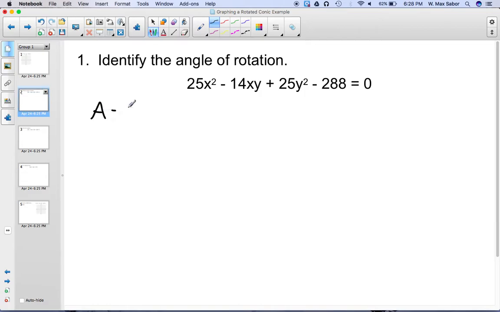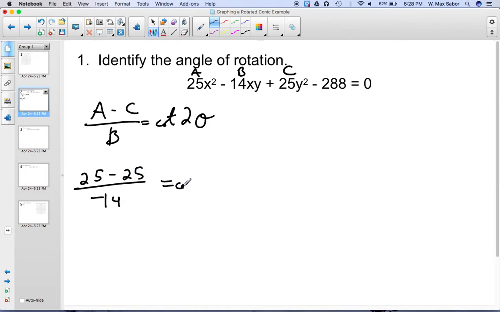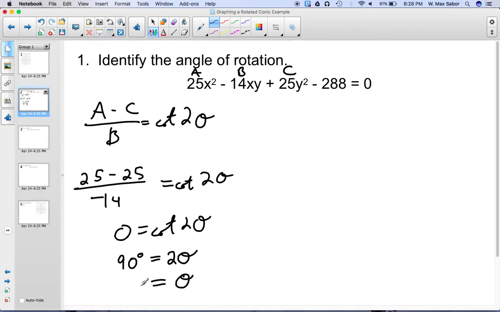So this is with (A minus C) over B equals cotangent of 2 theta. Here's A, B, C. A is 25, C is 25, B is negative 14. This becomes 0 equals cotangent of 2 theta. And either you can know that that means that tangent is undefined, where's tangent undefined? Or you can know that the cotangent is 0 when it is 90 degrees. Now that doesn't mean theta is 90 degrees. 2 theta is 90 degrees, which means theta is going to be 45 degrees.